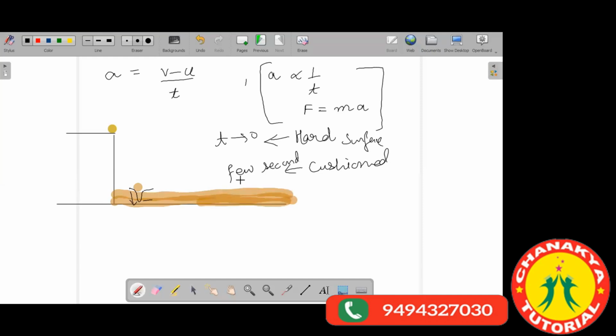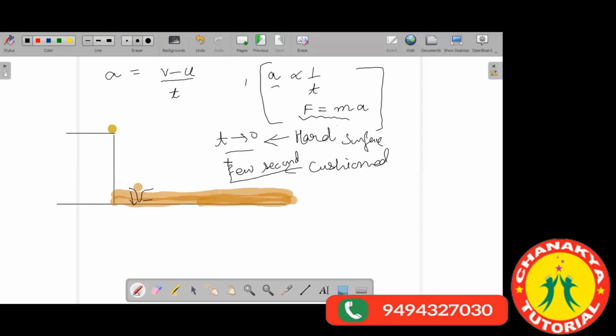Okay. So now, just because of this difference of time, the amount of acceleration will be different. For the cushioned surface, the acceleration will be less, because of the high amount of time. Maybe it takes 3 seconds, 2 seconds for you to stop. So acceleration will be small. If the time is large, acceleration will be small, and hence the force will also be small in the case of the cushioned surface.